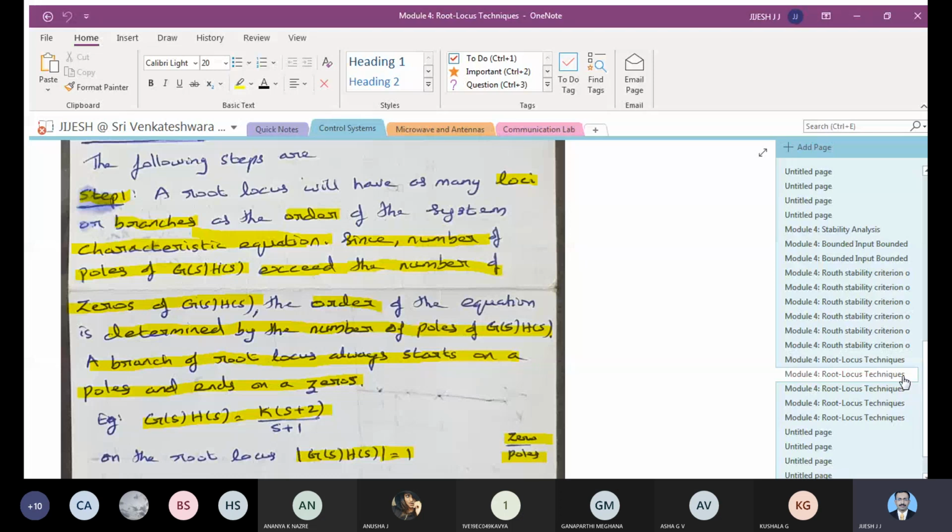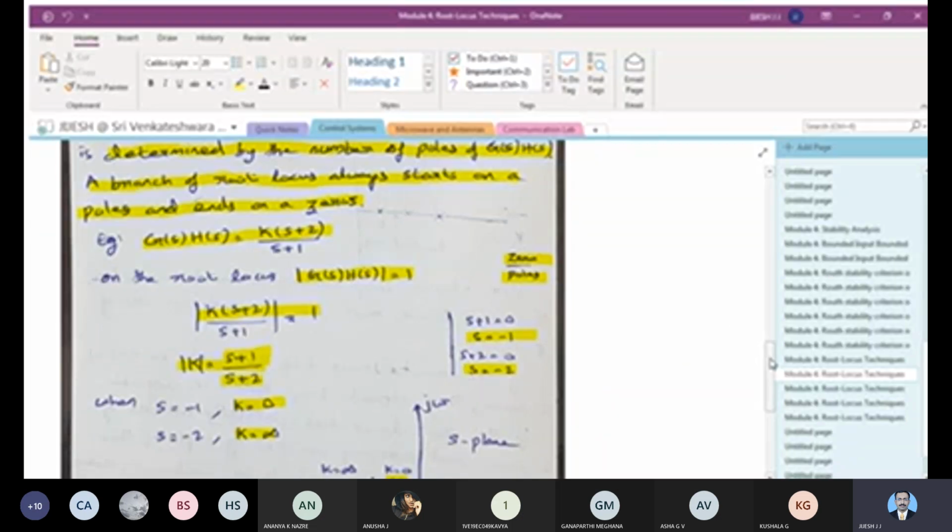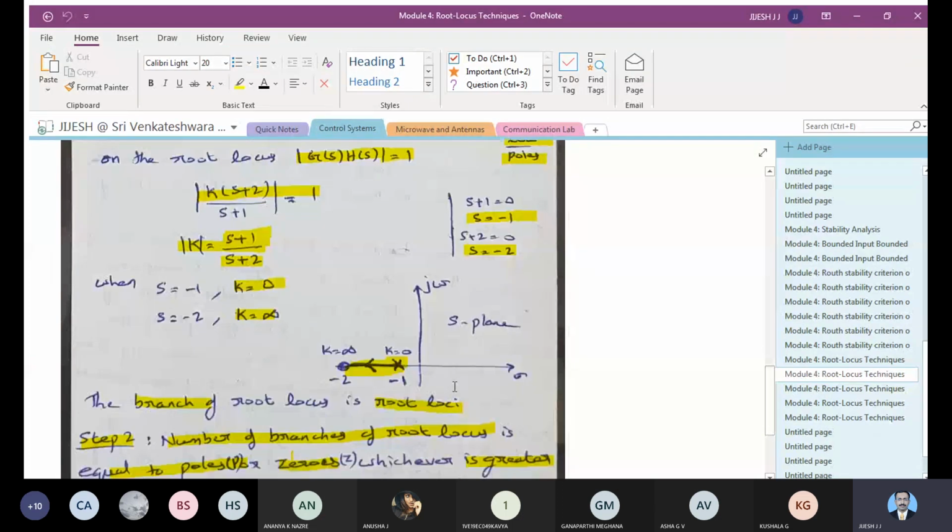So the first step is that you have seen how you are going to find out the poles and zeros and all. Taking an example, you have found the poles and zeros, and you have also drawn poles and zeros, and you have drawn the branches as well, which start from the pole towards the zero.